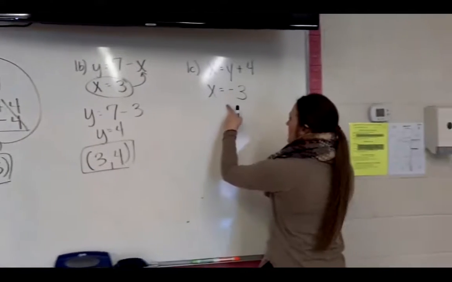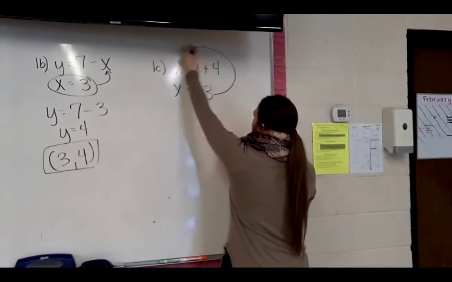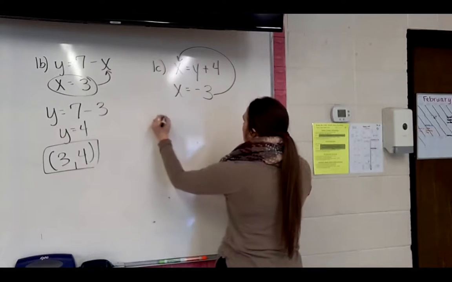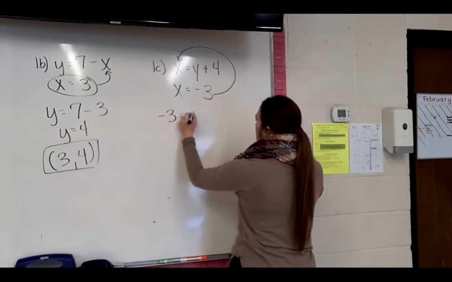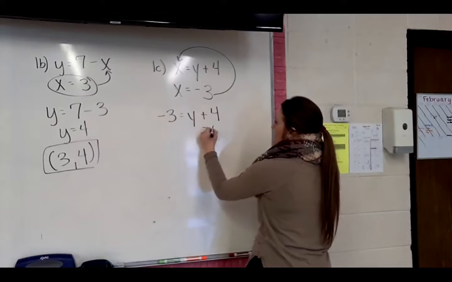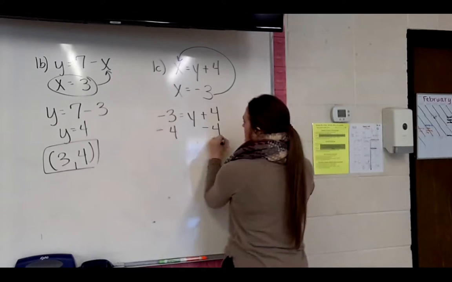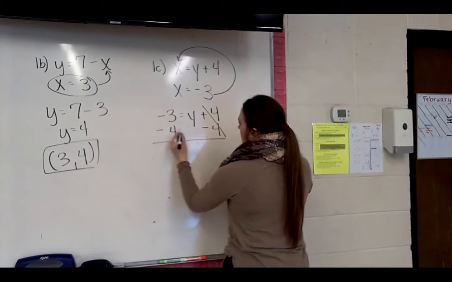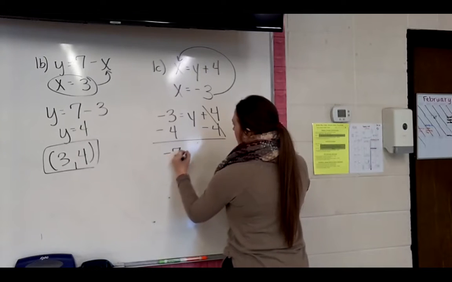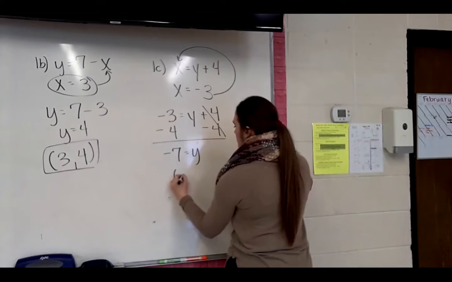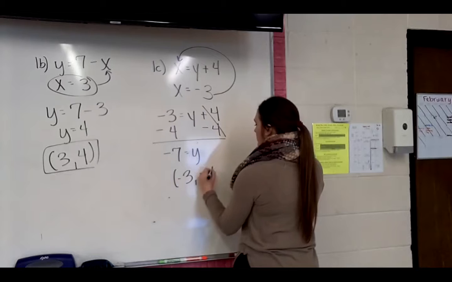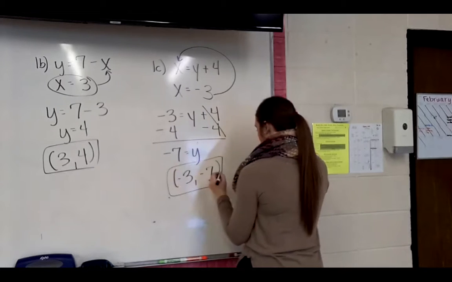Okay, last one. Again, they've already done x. We take it and plug it in for x on the other equation. And then now solve for y. -3 minus 4 more is -7. So the point, or the answer here, is (-3, -7).